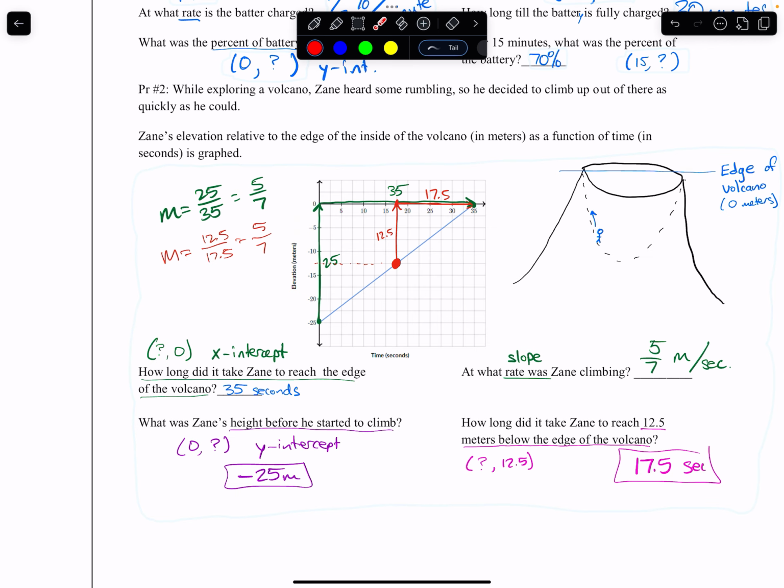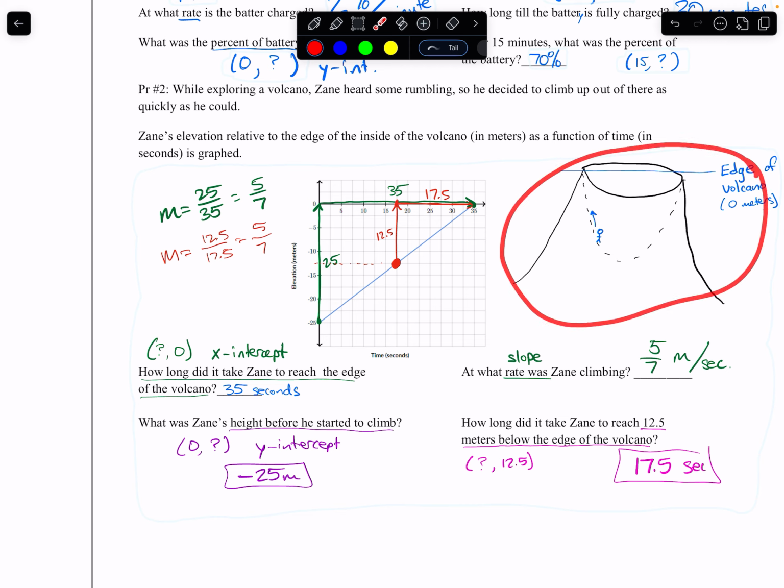All right, so Zane is exploring inside a volcano. It doesn't seem very safe, but I went ahead and drew a picture. You don't have to, but the dotted line in here represents the inside of the volcano. There's Zane, and he's climbing up to the edge of the volcano. We're calling the edge of the volcano 0, so anything below that would be a negative number. That's why we have all these negative numbers down here to represent Zane's height. Zane's height will be negative because he's under the edge of the volcano.